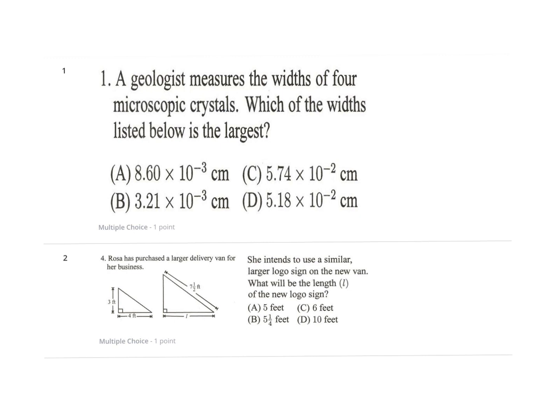The first one says, a geologist measures the widths of 4 microscopic crystals. Which of these widths listed below is the largest? I noticed that of the 4 options, they're all in scientific notation. So I have some number multiplied by 10 to a power, times 10 to the negative third power, and times 10 to the negative second power.